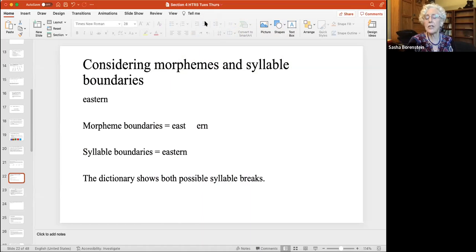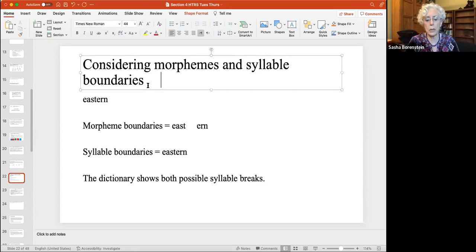So here we're talking about morphemes and syllable boundaries. So morphemes means the parts of words that have meaning. And I'm going to start with the word cats. So in this word cats, there are actually 3 morphemes.